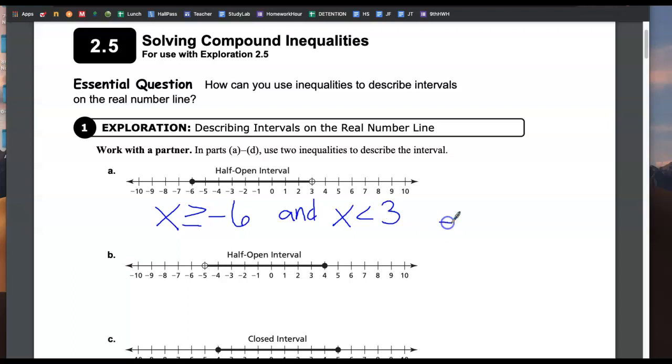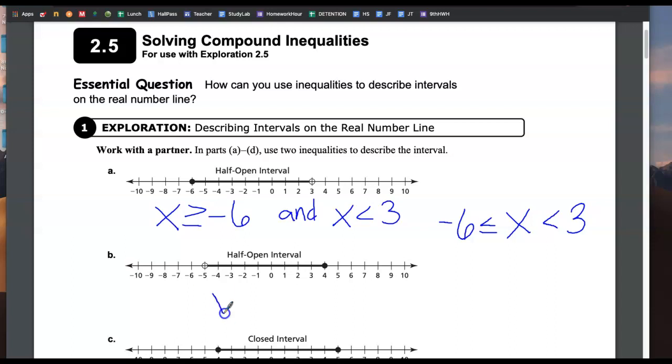If I wrote -6 is less than or equal to x, is that true? Yeah. And then x is also less than 3. Is that true? Oh, that makes sense. So we could say -6 is less than or equal to x, which is less than 3. Okay? Next one. What did you have for the intervals, Levi?